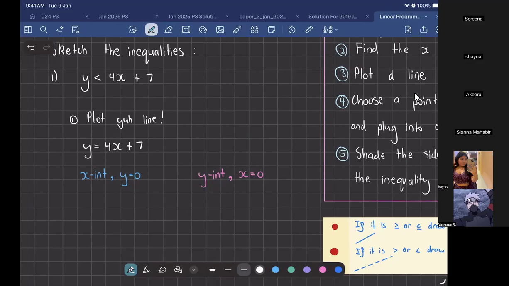So at the x-intercept, we know that y is 0. What do we know at the x-intercept? Y is equal to 0. Right. So anywhere that you see y over here, you're going to replace y with 0. So tell me what to write in the next line. 0 is equal to 4x plus 7.